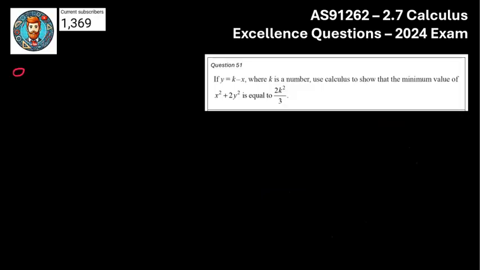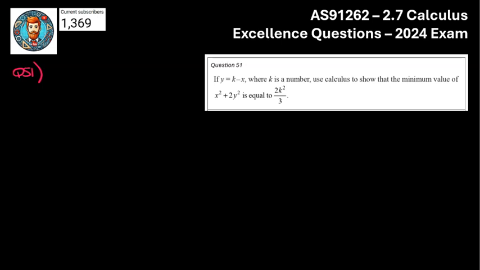We're now on to question number 151, and nice and short. So we've got a line. It's a line going downwards, right, because of negative x. So k is the unknown y-intercept. Use calculus to show that the minimum of this thing here is equal to this thing up here.